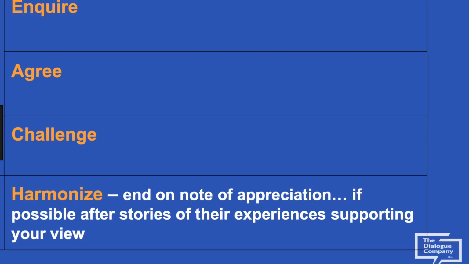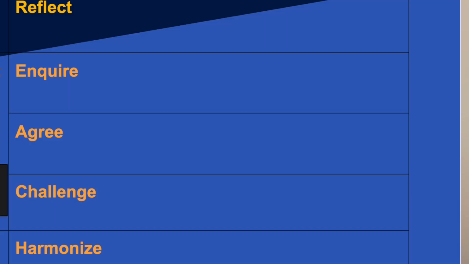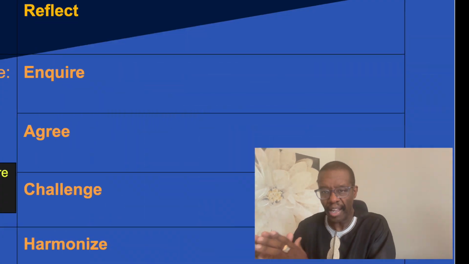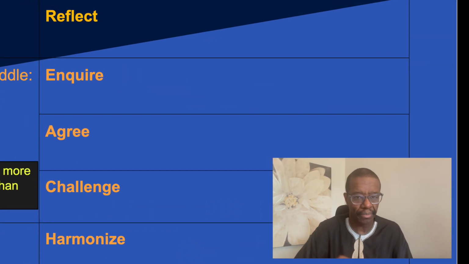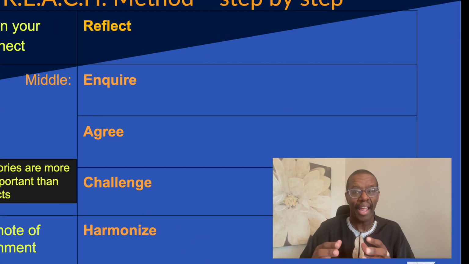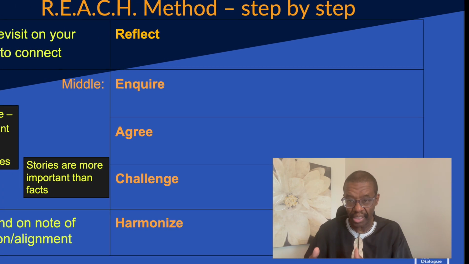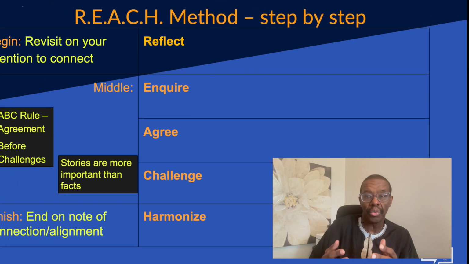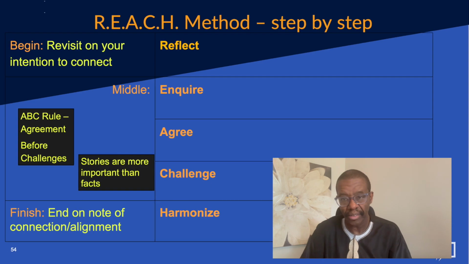And you want to harmonize, which means you want to end the whole conversation in a good way and see if there's a way for their perspective about voting and yours to be aligned, but you're still trying to get them to vote. So reflect, inquire, agree, challenge, harmonize. That's why it's called the reach method. There's one lesson per phase, and these will be explained in more detail, and what you do and the mindset and the techniques. But that's it at a high level.